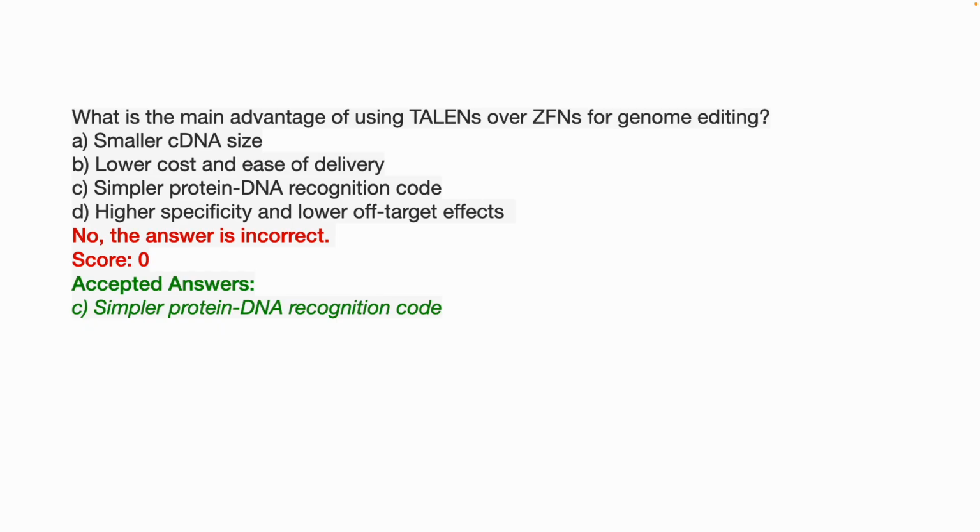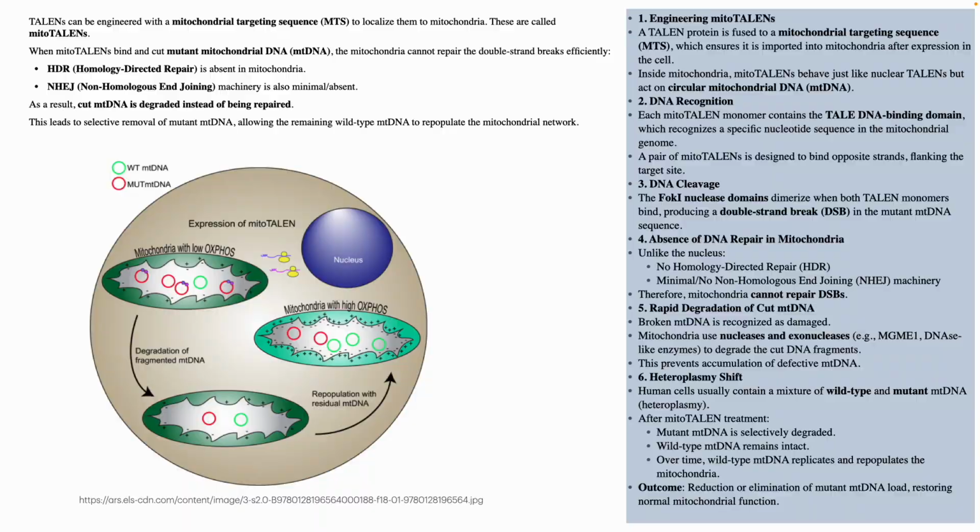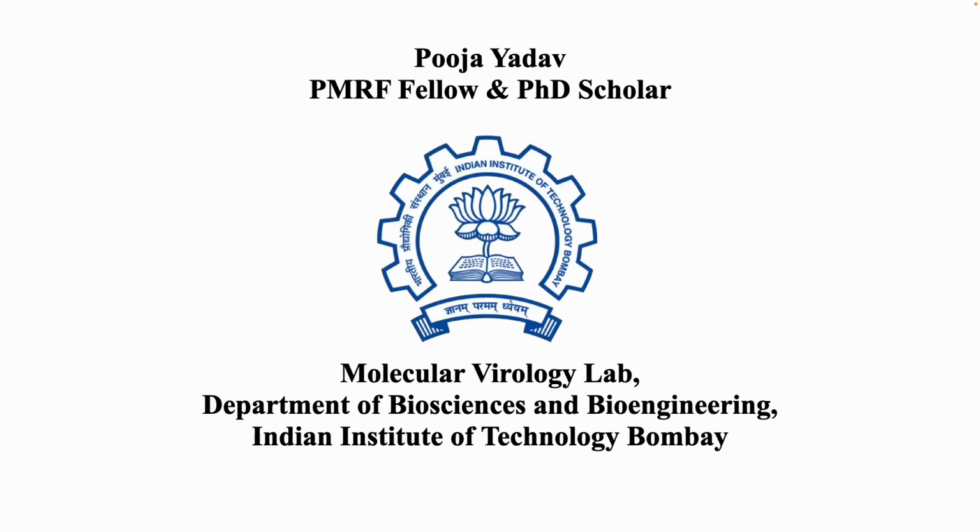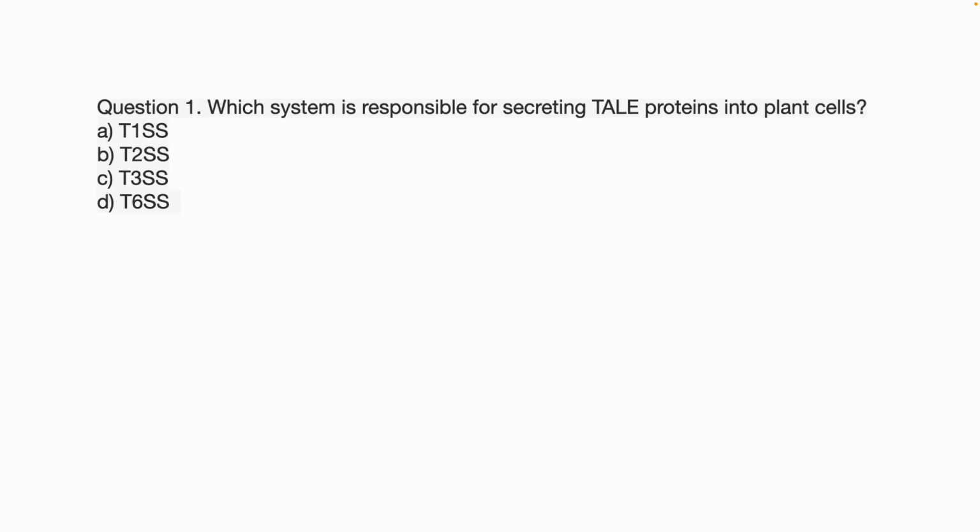So this was the last question. So we can go through the first 5 questions again. So you can also see what the rest of the questions were, because I think you joined late. So the first question was, which system is responsible for secreting TAL protein into the plant cell?